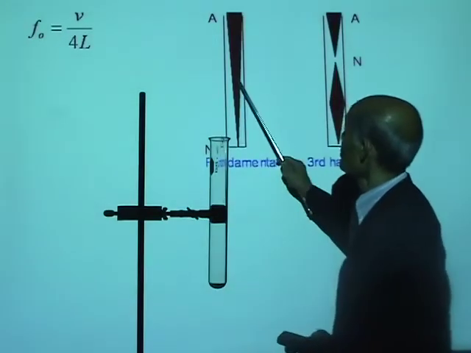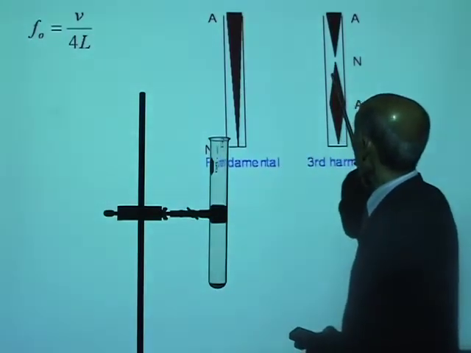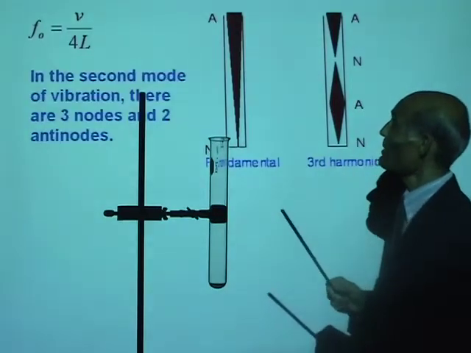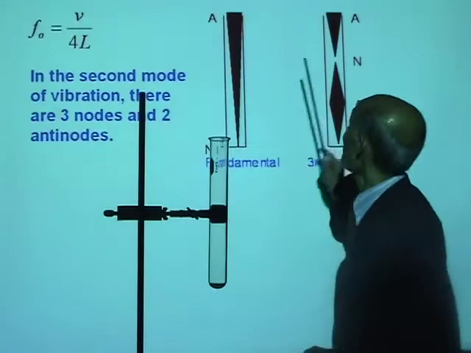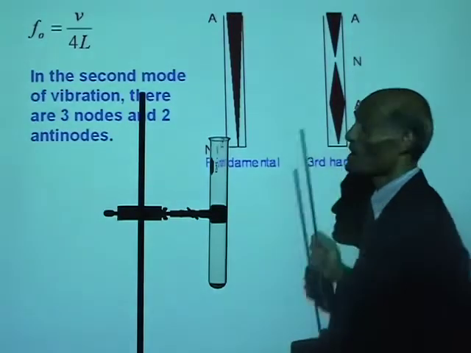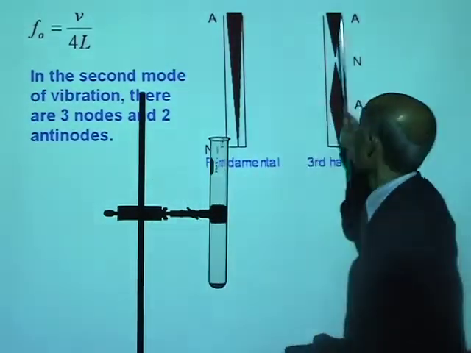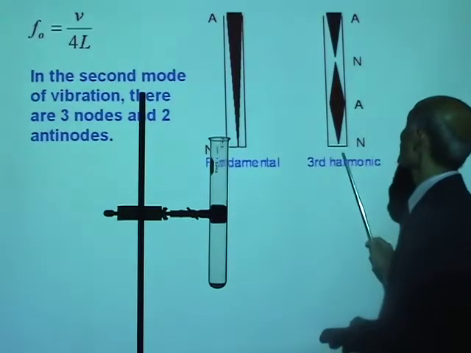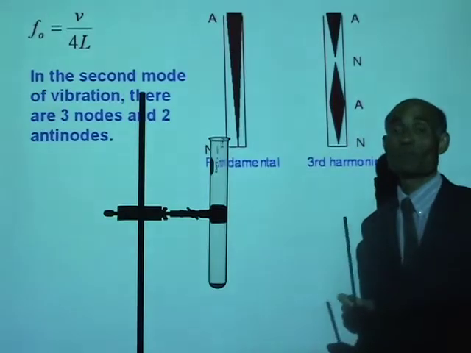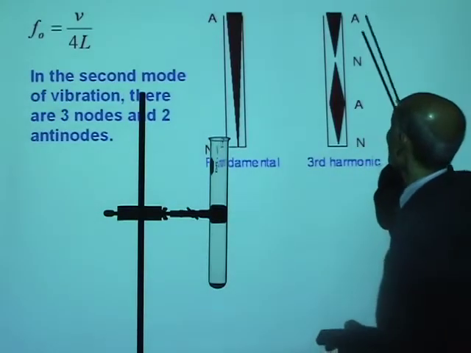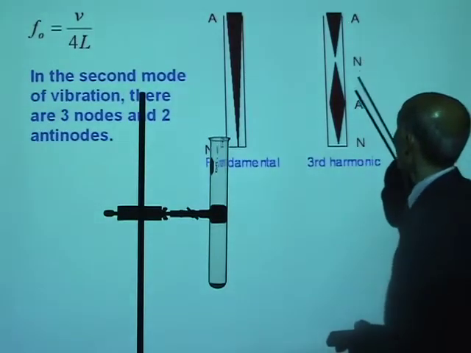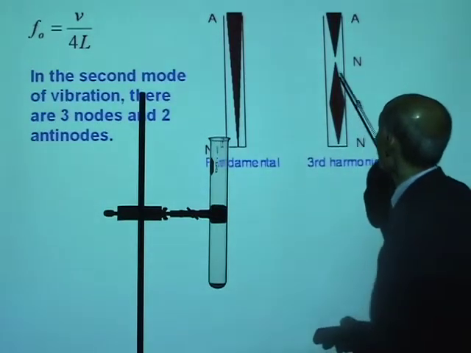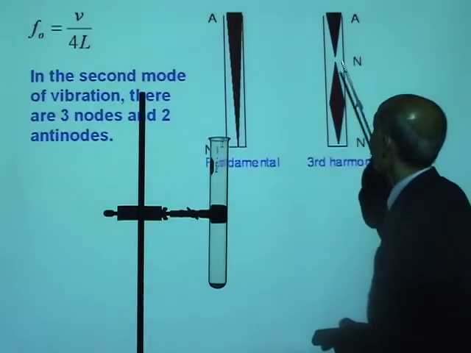And now, this is the fundamental, and this is the second mode of vibration. Now look at the second mode of vibration. The second mode of vibration is determined by using the understanding that the open end is always an antinode, the closed end is always a node. So, in the second mode, you have an antinode at the mouth, a node at the closed end, and an antinode and a node in between.